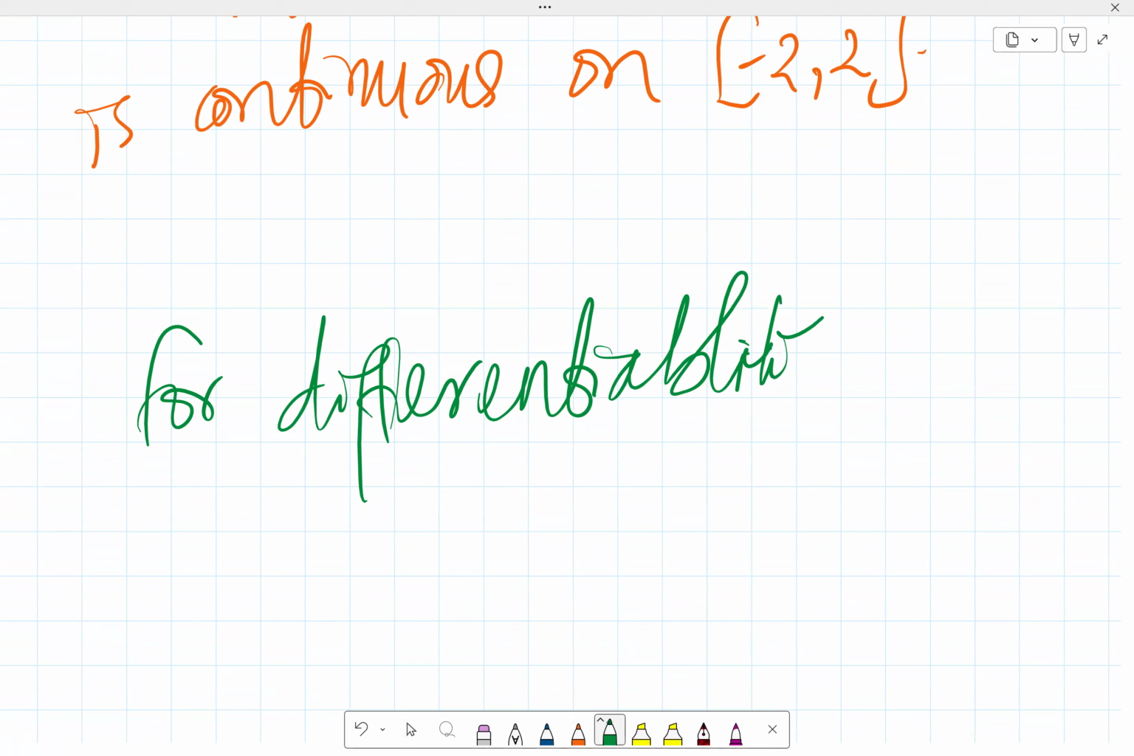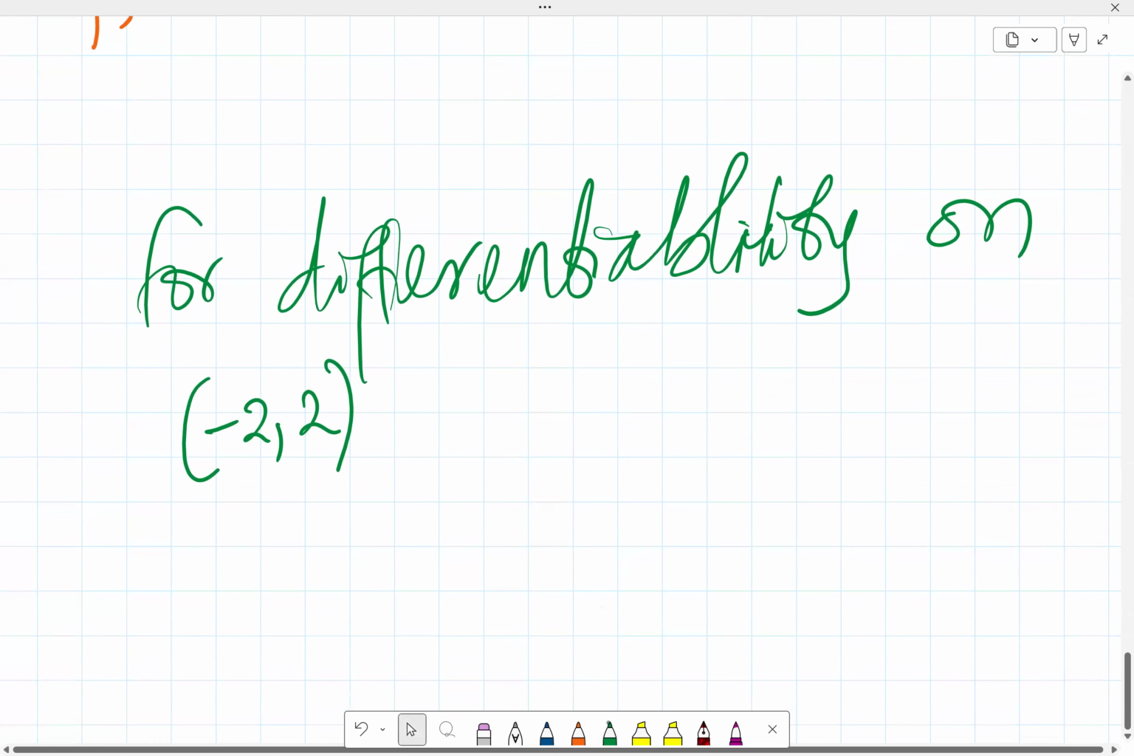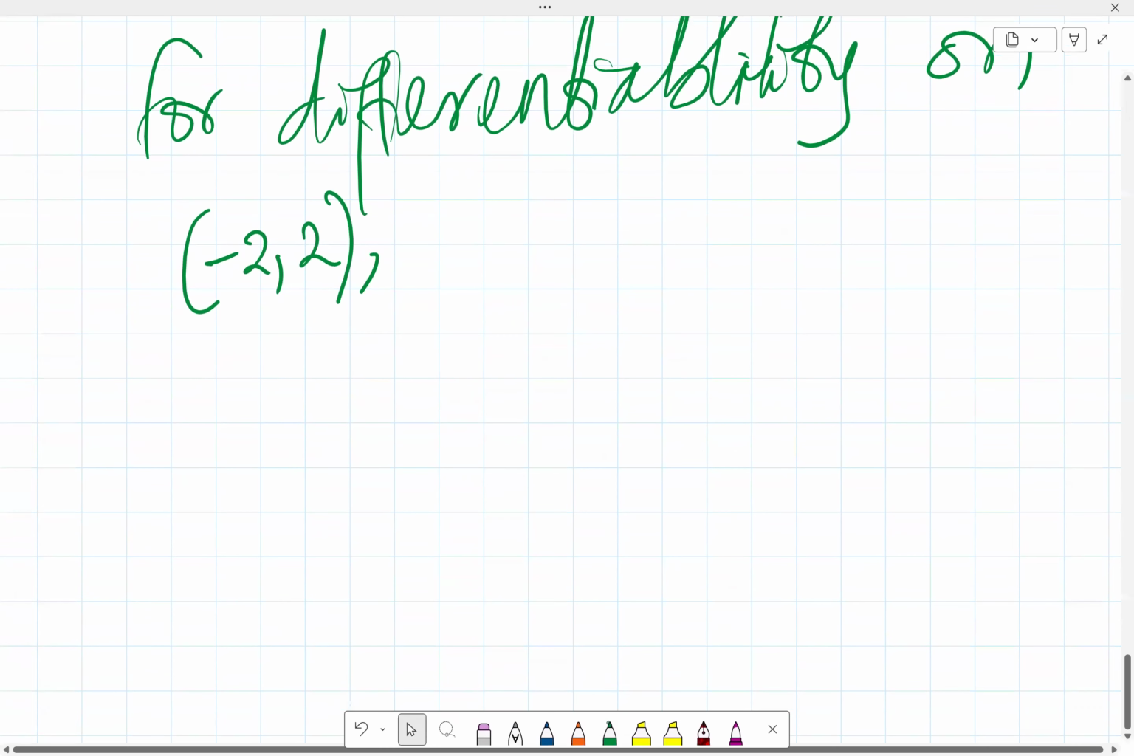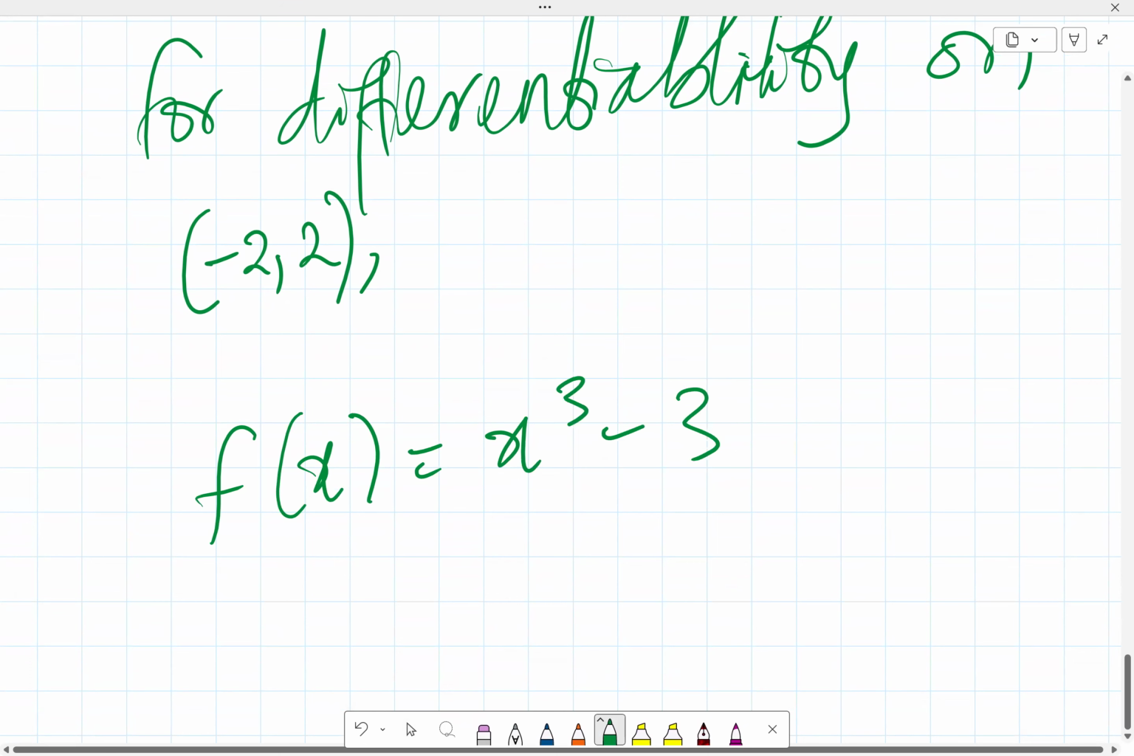For differentiability, this now happens on the open interval rather than the closed interval. That means -2 and 2 do not have to be involved. So in this case, I'm just going to pick -1, 0, and 1. But differentiability simply means that you have f of x equals x cubed minus 3x.